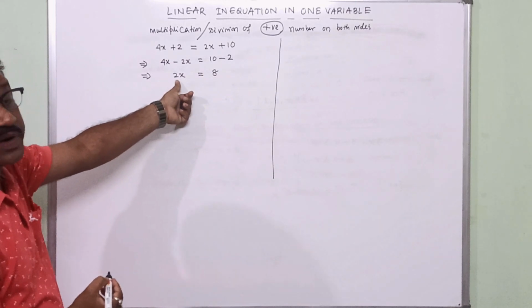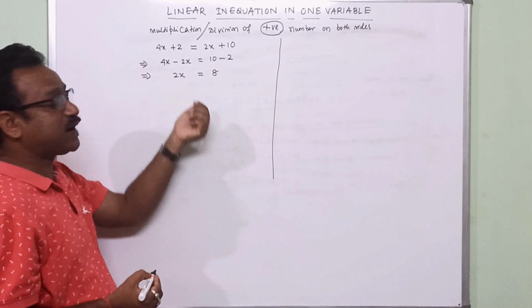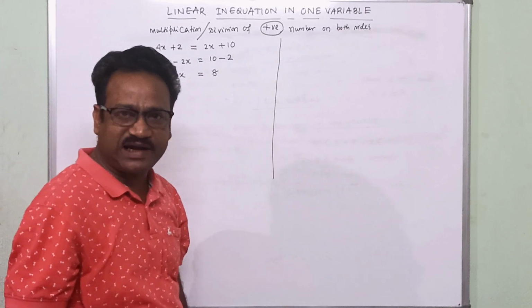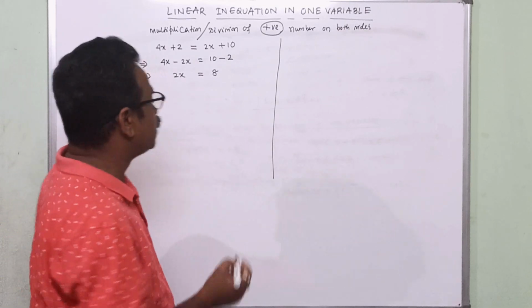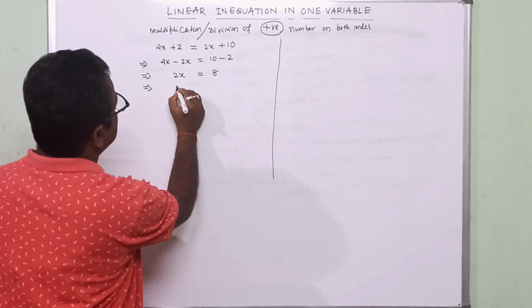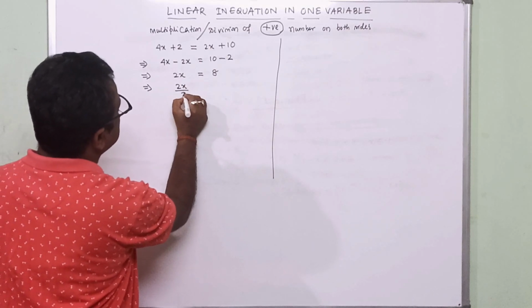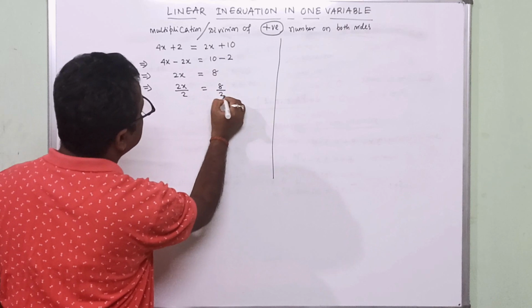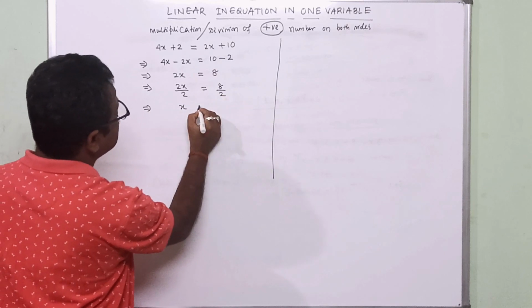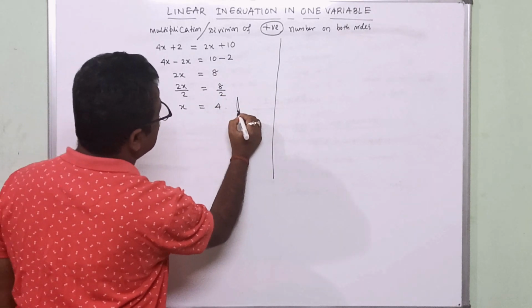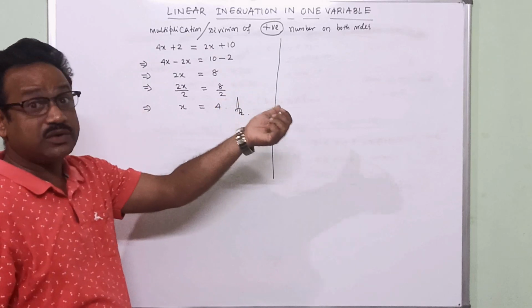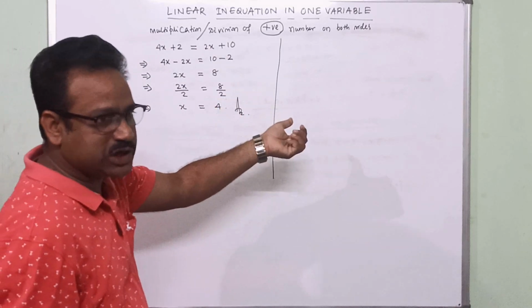Now here we have to find the value of x. To find the value of x, we have to divide both sides by 2. That implies 2x by 2 is equal to 8 by 2. That implies x is equal to 4. This is the answer. But what will we do in the linear inequation case?